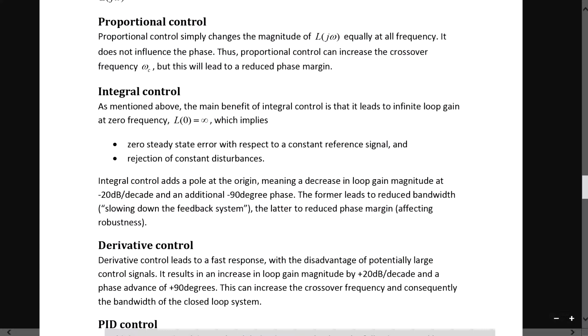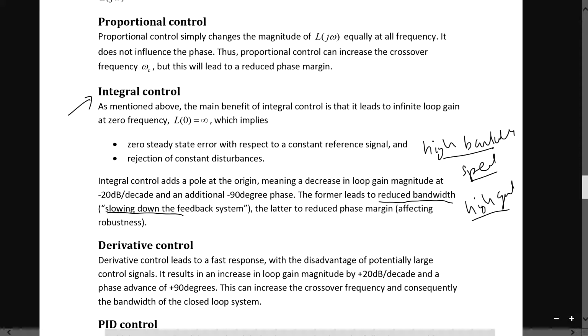Alright, and just to let you know that reduced bandwidth means that you're going to slow down your feedback system. Alright, so normally we want high bandwidth so that you can increase your feedback system, or the speed is increased. So if you want the speed to increase, you want to input a high gain. So high gain, high bandwidth, sorry. Alright, but it's very unstable, and therefore you will require your integral controller to bring your error to 0 in steady state. Alright, that's very important.